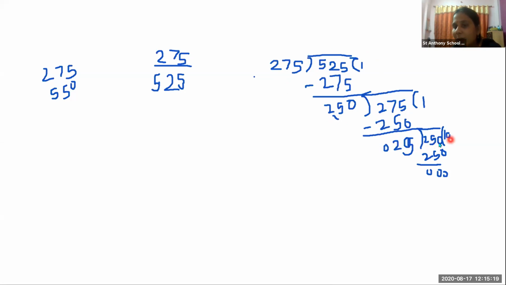Now which number am I going to take over here? The number by which I divided the second time will now come down. Right? Now 25 tens are 250, and at last I got 0 at the end. That means what?